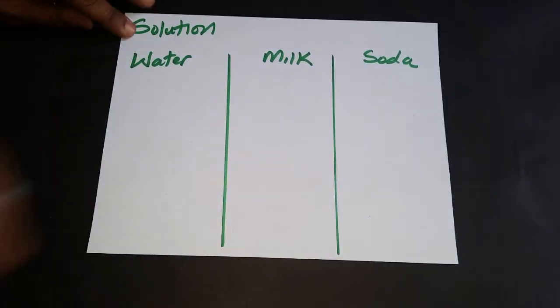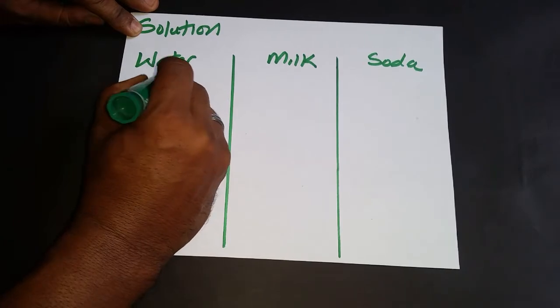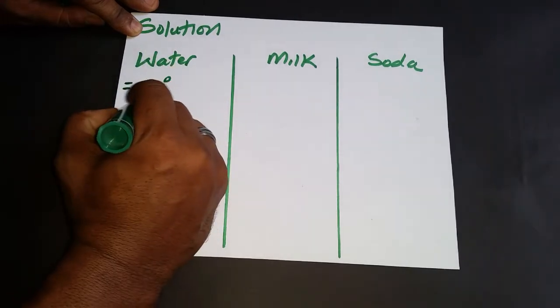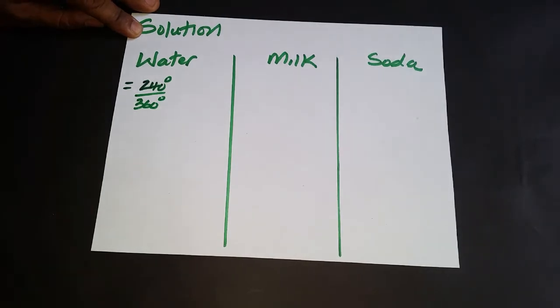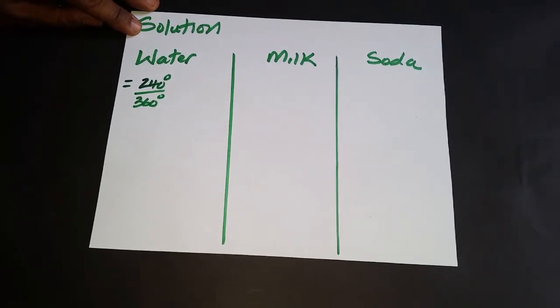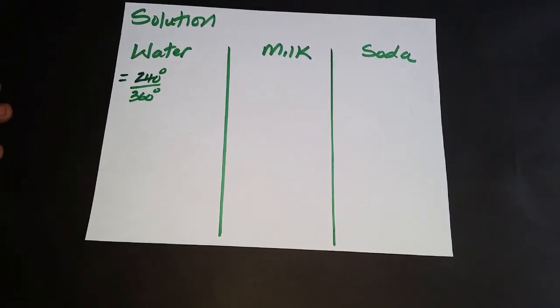Alright, so remember the angle for water is 240 degrees. So look carefully now. So it would be 240 degrees over 360 degrees, right? Because we want to know what fraction of the $7.2 million based on the angle of the sector water would have generated for the company.